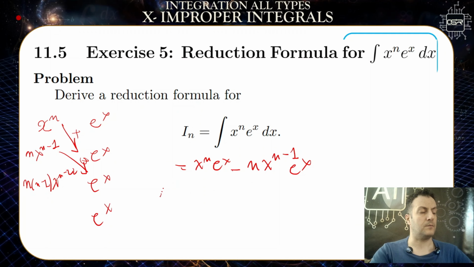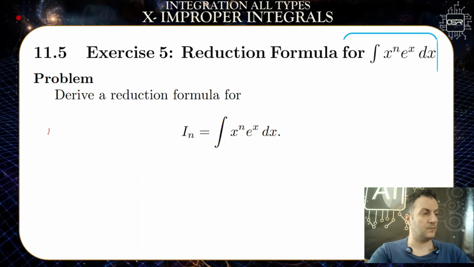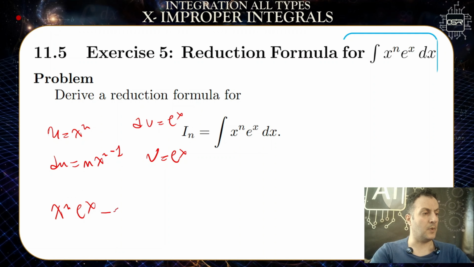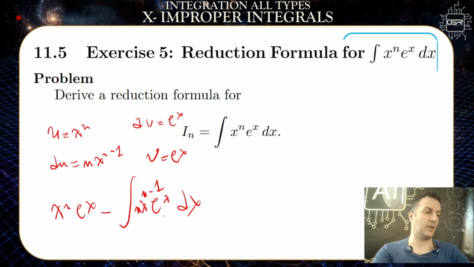Okay, or using integration by parts, so u equals x^n, du equals n x^(n-1), dv equals e^x, v equals e^x. So it is uv, x^n e^x, minus the integral of v du, which is e^x times n x^(n-1) dx. So you can move n to the outside and it becomes the integral of x^(n-1) e^x, basically.